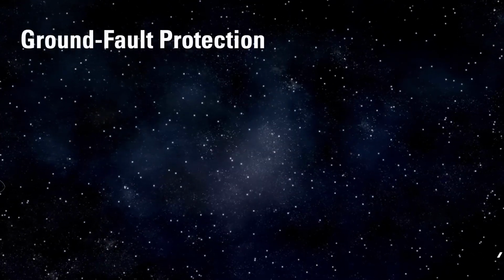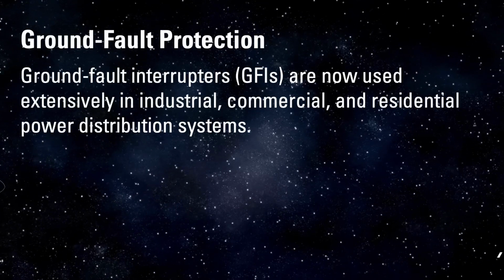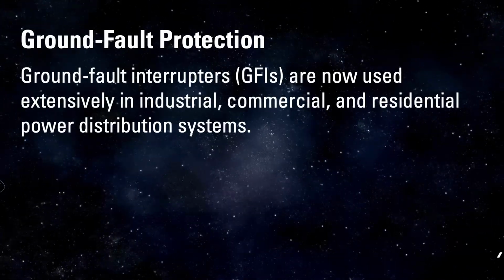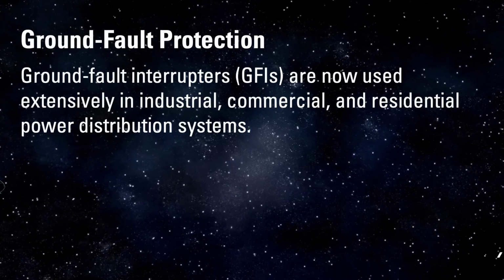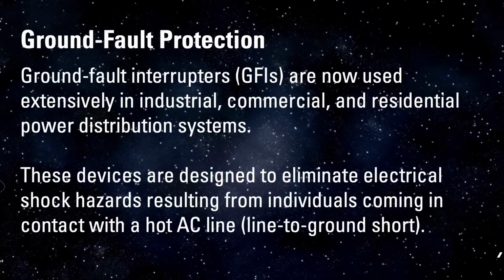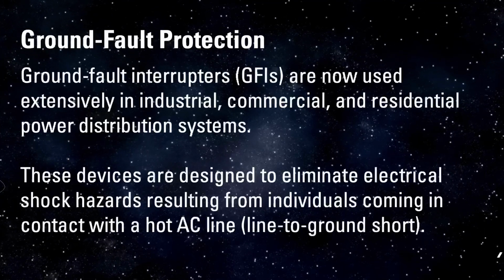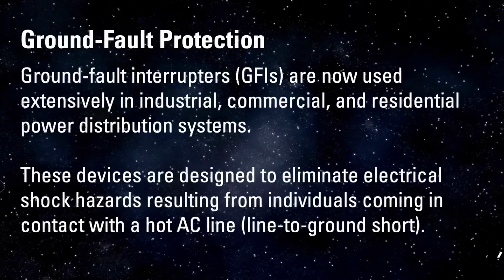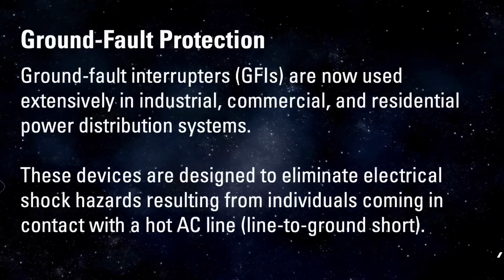Ground fault protection. Ground fault interrupters, or GFIs, are now used extensively in industrial, commercial, and residential power distribution systems. These devices are designed to eliminate electrical shock hazards resulting from individuals coming in contact with a hot AC line or a line-to-ground short.